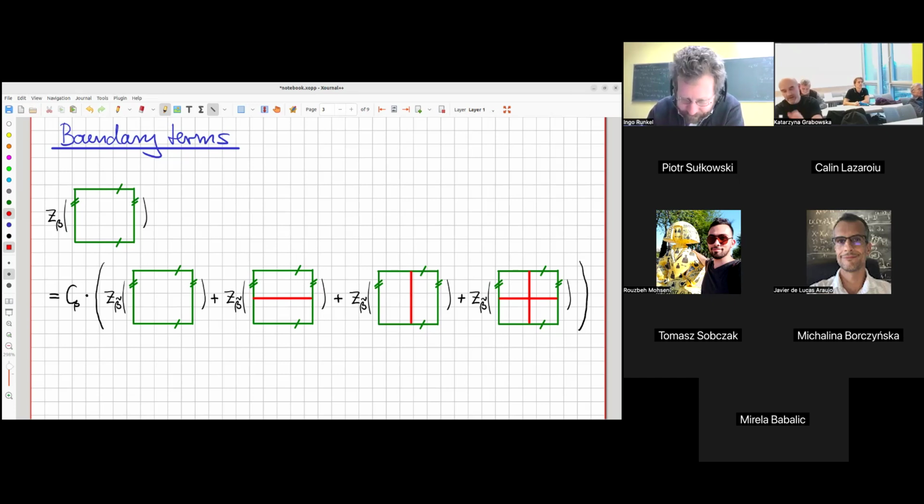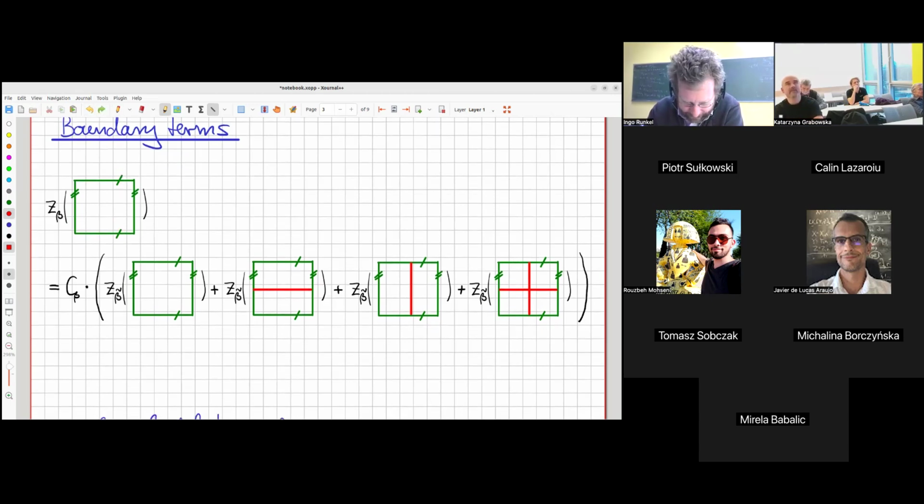So now I'm saying that this side here is identified with this one here, and this one is identified with this one, and so I'm describing a torus. That was visible, right? Yep. Okay. Good.